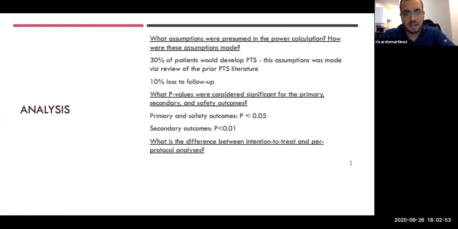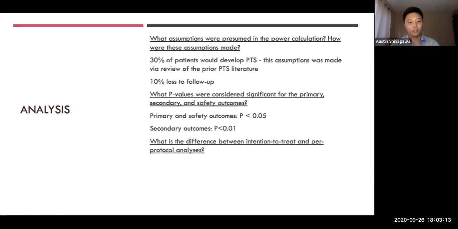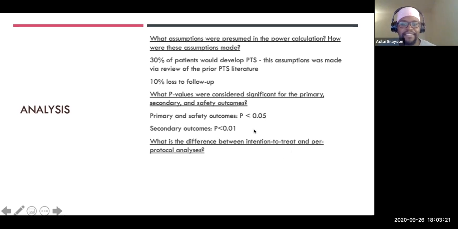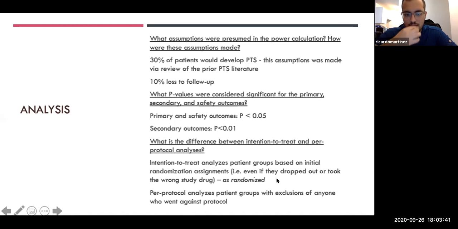And so just to talk about what they used in terms of their analysis, can anyone discuss what the intention to treat versus per protocol analysis were? Does anyone know what intention to treat is? I think it's when you do the analysis assuming that people remain in the cohorts that you randomized them to, or maybe that's per protocol analysis, because I think we have to take into account when some people switch over to the other arm, or fall off the arm, something like that. Yeah, so intention to treat groups patients based on initial randomization assignments, and the per protocol analysis groups patients with exclusions of anyone who went against protocol.